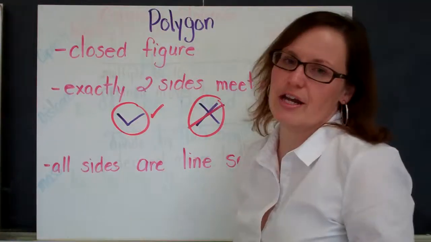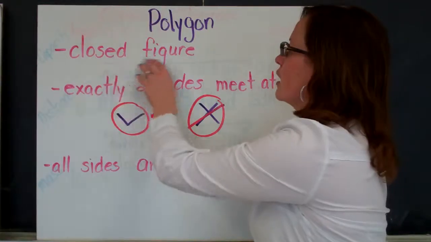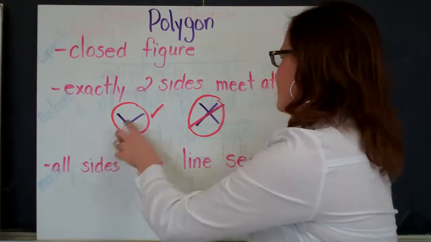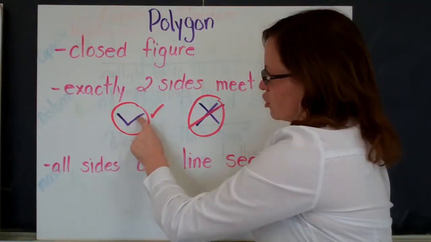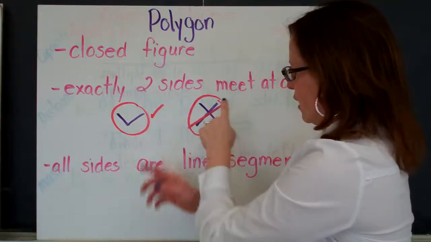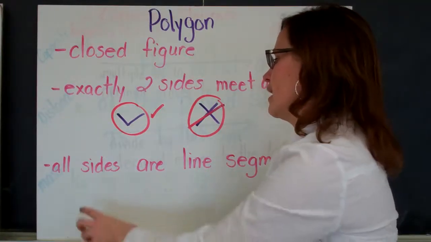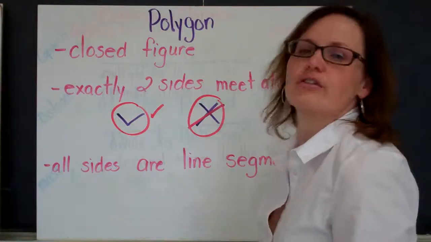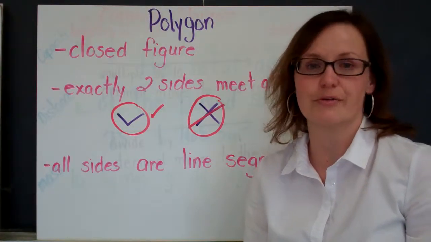So this was the criteria that we came up with for polygons in class. A polygon is a closed figure, so there are no open sides. Exactly two sides meet at a vertex. So in your shape, only two sides meet at a vertex, so you can't have sort of a crisscross happen in your shape. That wouldn't qualify as a polygon. And all sides are line segments. There are no curved lines in a polygon. So there's just some geometry review.